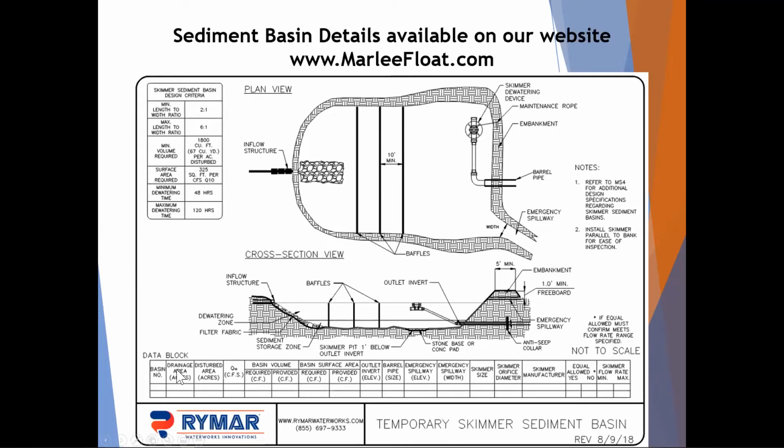So that'd be your total area to the basin, your disturbed area to the basin, your Q, this may be a Q10 or Q2, depending on your MS4 or state requirements. The basin volume, again, your required versus your provided, and a simple way here to show that you're meeting your required volume, but also designing your skimmer based on your required volume. Surface area required and provided. Outlet invert information, barrel pipe size, spillway, elevation, and width.